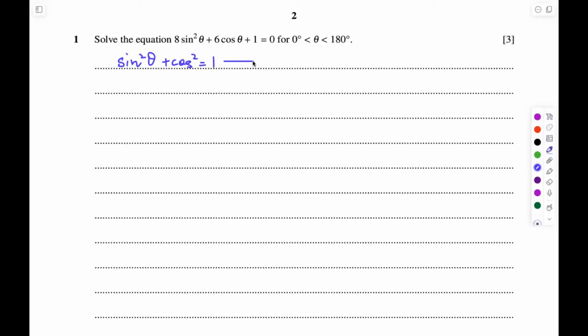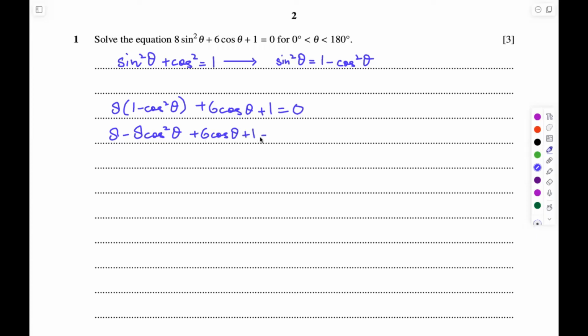So, in place of sine squared, we can now write sine squared theta equals 1 minus cos squared theta. So, writing 8 into 1 minus cos squared theta plus 6 cos theta plus 1 equals 0. Expanding the bracket, we'll get 8 minus 8 cos squared theta plus 6 cos theta plus 1 equals 0. Now taking it on the right hand side to make the square term positive, so taking 8 cos squared on the left hand side, this will become 8 cos squared theta minus 6 cos theta, and 8 plus 1 is 9. So minus 9 equals 0.